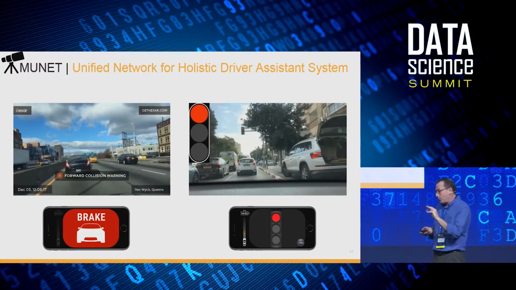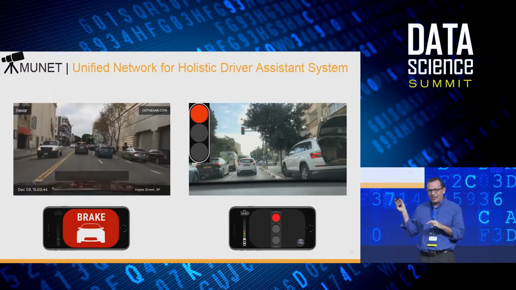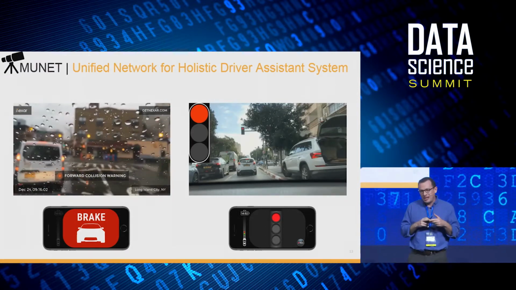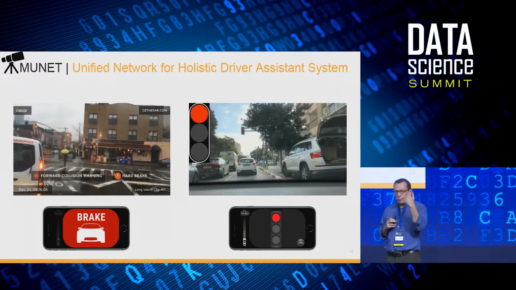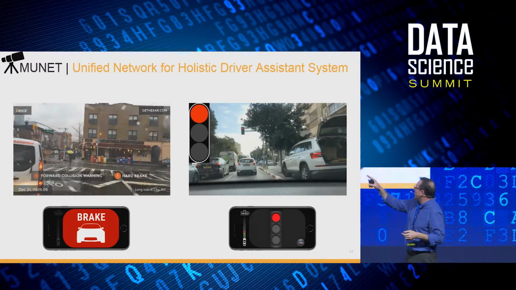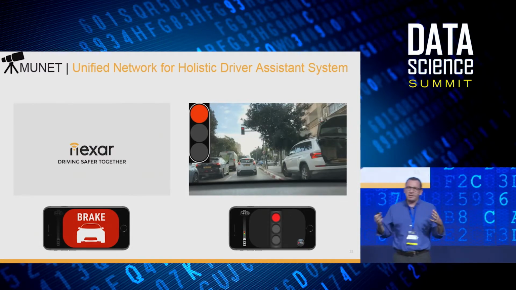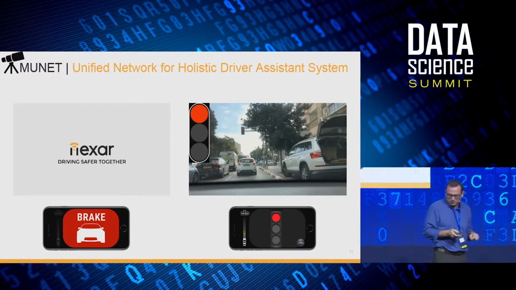Cool. So in this particular talk, to make things more concrete, I'm going to talk about two use cases. I'm going to talk about the forward collision warning, which is the one that you see on the left, and the traffic light alert, which you see on the right, and basically describe how we build a network that can support these two features.